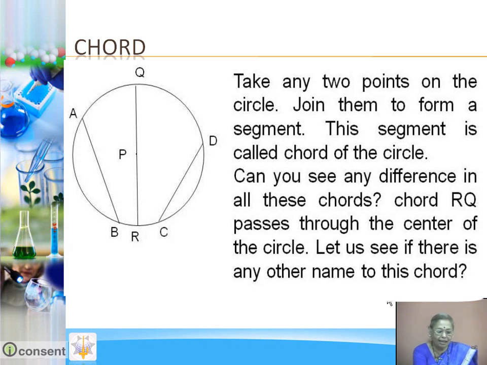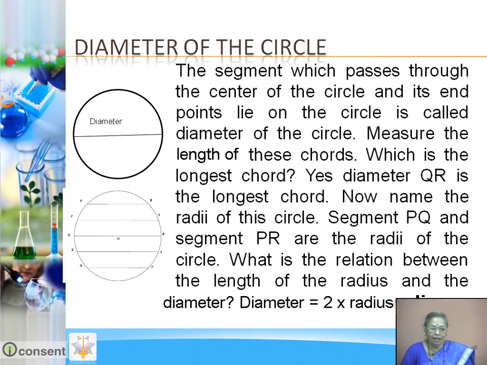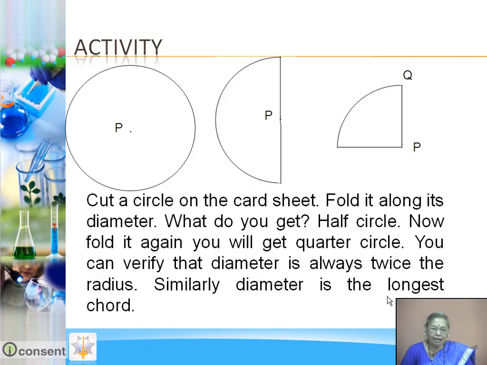Now let us see what is the relation between diameter and the radius of the circle. Here, the segment passing through the center of the circle is called the diameter. For this, let us do one activity. Take a card sheet and cut a circle of it.